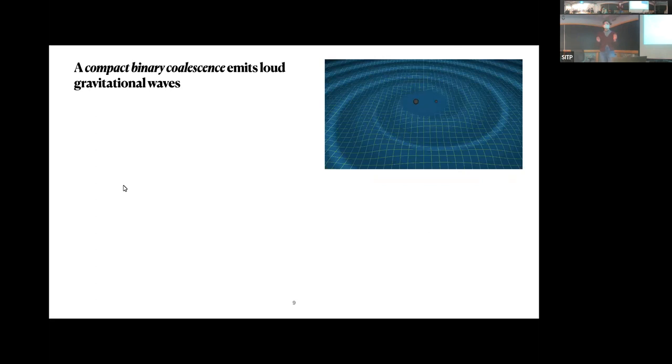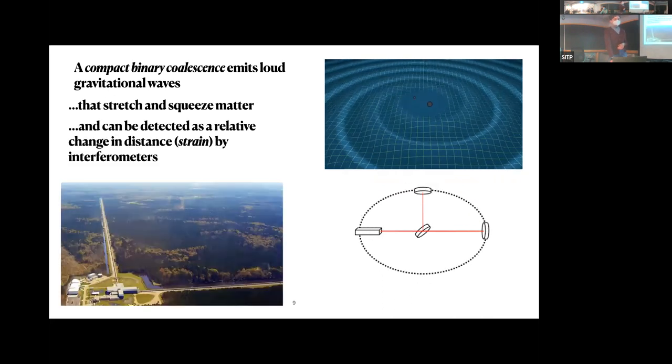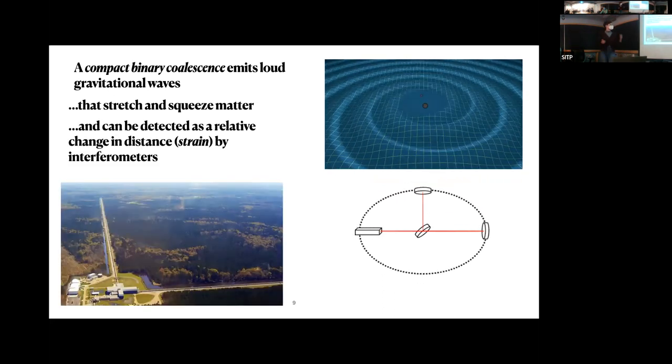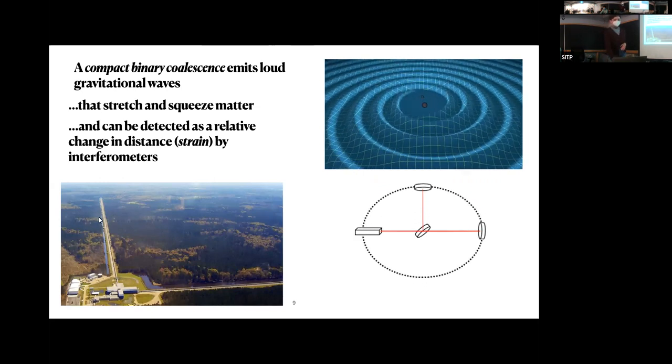Just summarizing that brief introduction to gravitational waves and observing them, we have these compact binary coalescences, or these black hole and neutron star mergers that are emitting these loud gravitational waves. These gravitational waves are stretching and squeezing matter, and they can be detected as this relative change in distance by these laser interferometers.